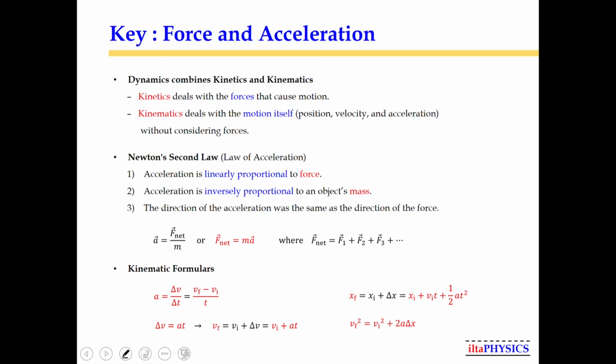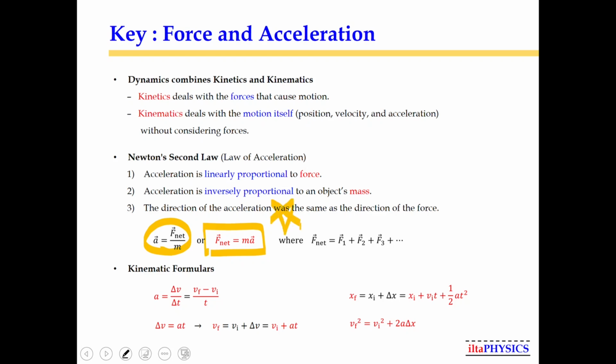We explain Newton's second law experimentally. Acceleration is proportional to the applied force and inversely proportional to the mass of the object. Also, the direction of acceleration is the same as the direction of the applied force. Expressing this as a quantitative formula gives us the familiar F equals ma.